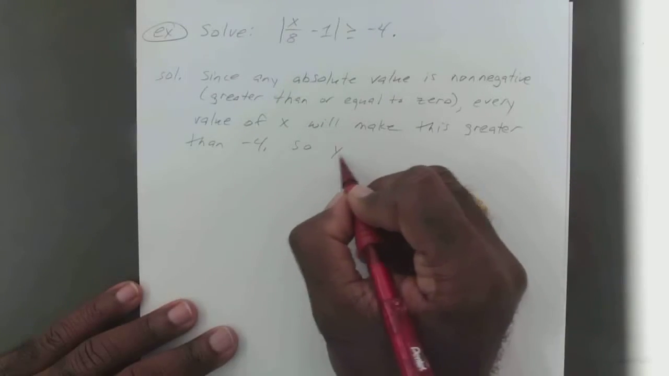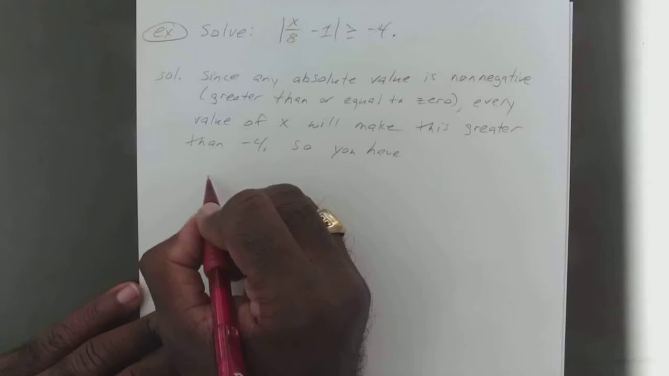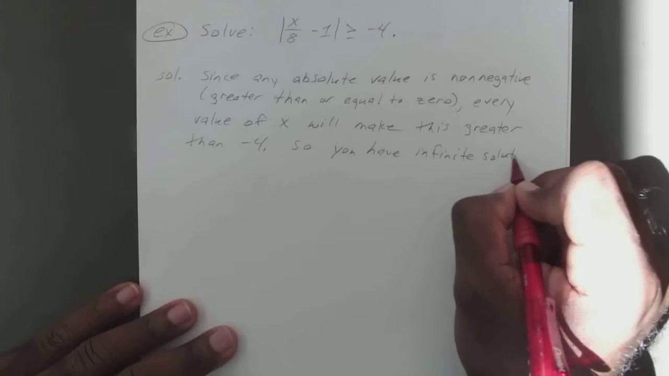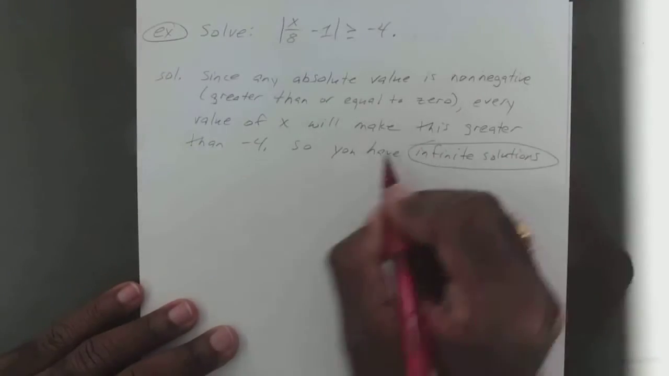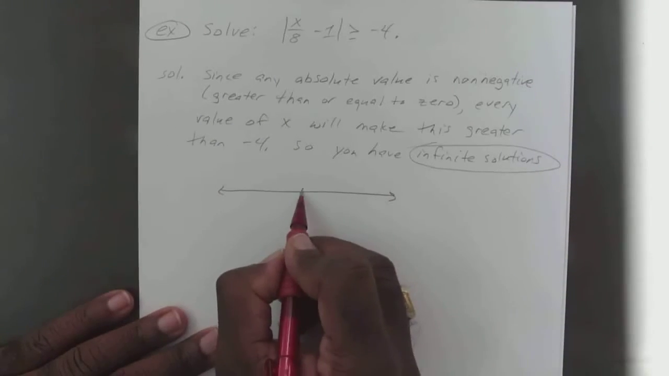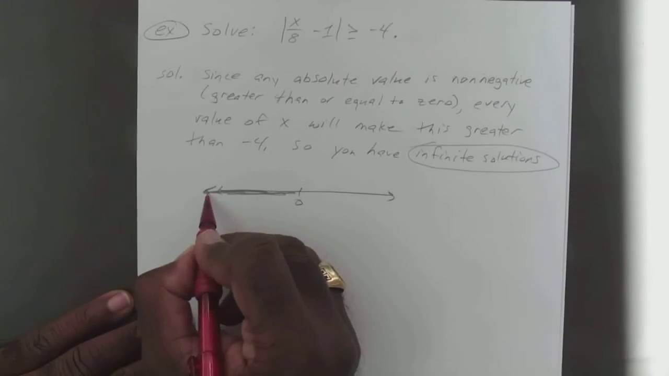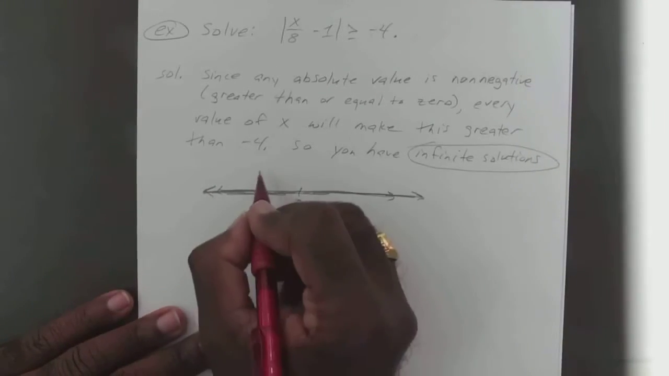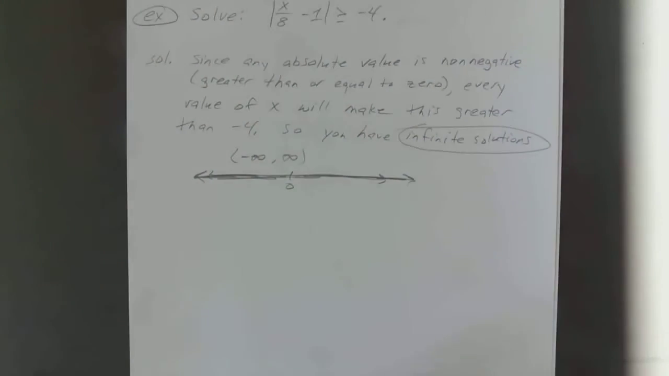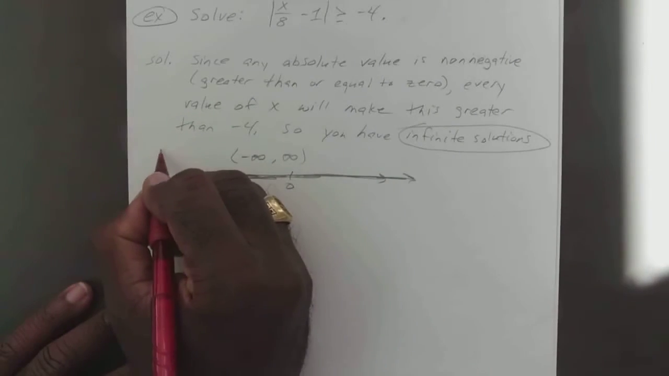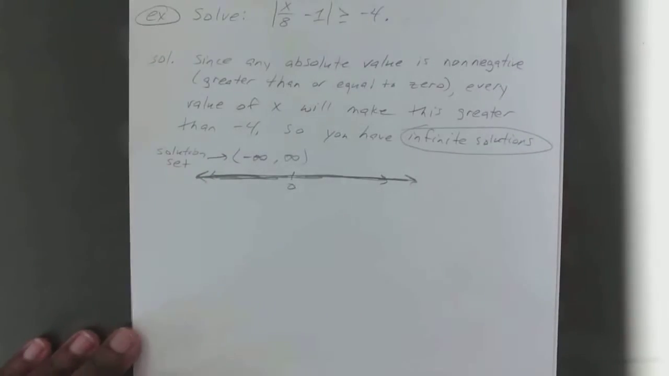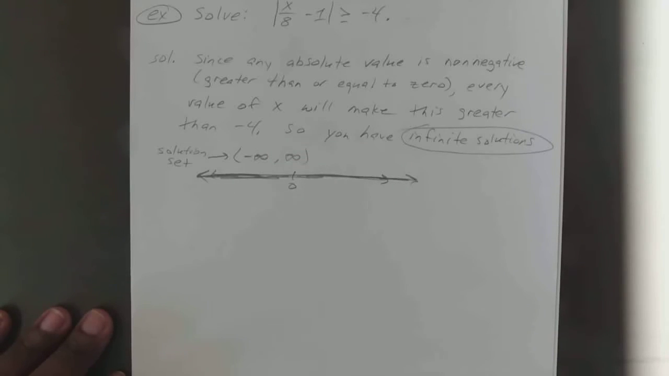Okay, so you have infinite solutions. If you did decide to graph it, you'd graph everything. Everything would make this true, all the way from negative infinity to positive infinity. That would be your solution set. All right, any questions on that one?